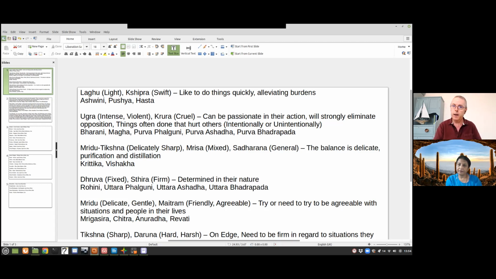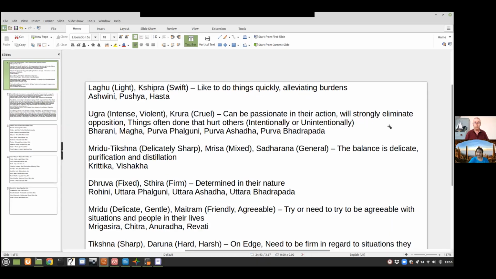Occasionally, you'll find if somebody has a predominance of these planets in their horoscope, they can tend towards violence, but it doesn't always mean that the person's going to be a violent person if they have planets in that category. So Ugra and Krura, intense, violent, and cruel. So these nakshatras can be passionate in their action.